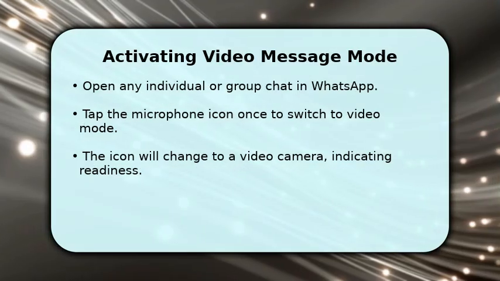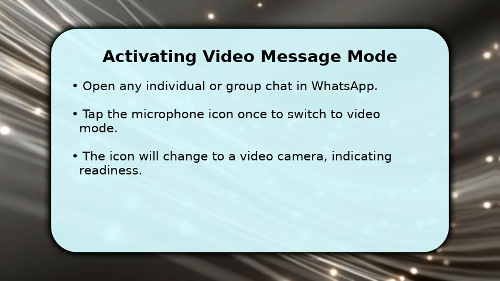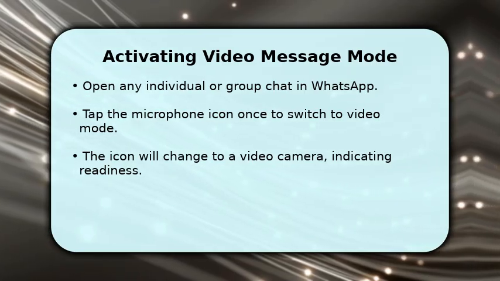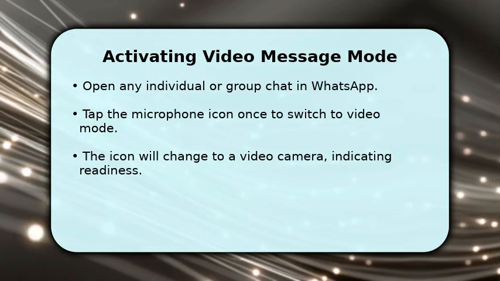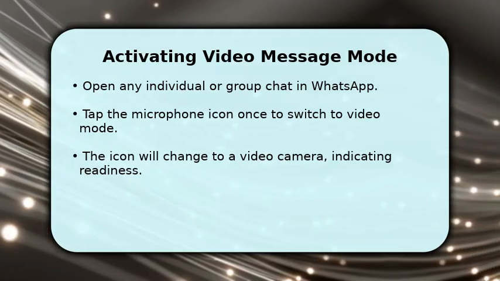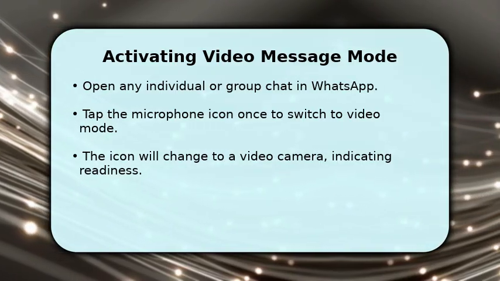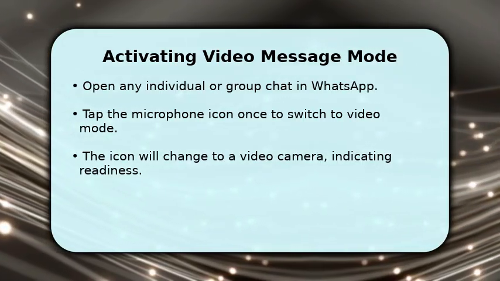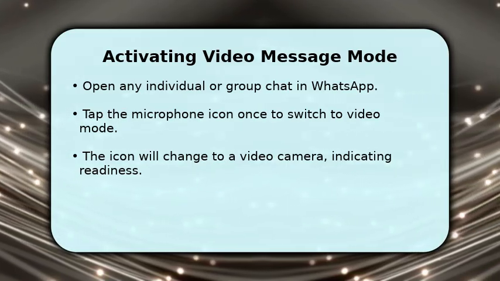To begin, open any chat on WhatsApp where you wish to send a video message. Look for the microphone icon located in the bottom right corner of your chat input field. A single tap on this icon will transform it into a video camera symbol. This change confirms that you are now in video message mode, ready to record your bubble video. It's a quick and intuitive switch, designed for ease of use.